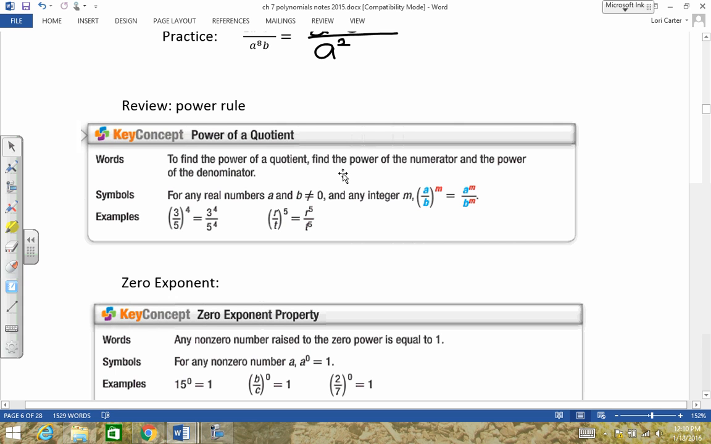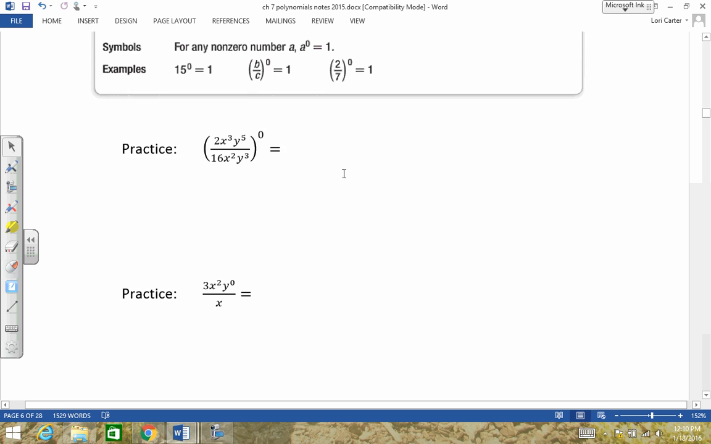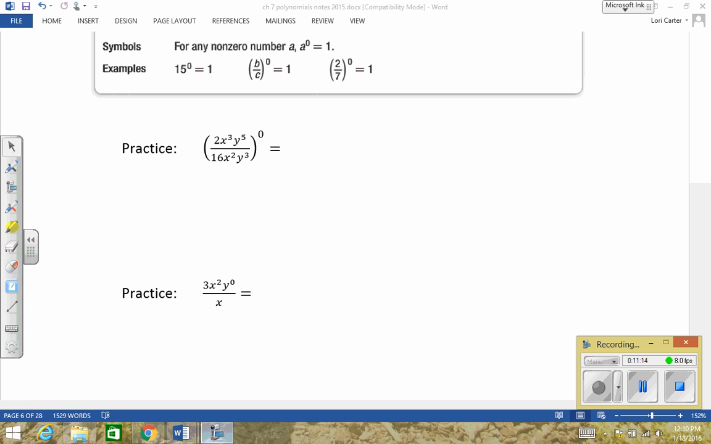Okay, this here we've already talked about, your quotient rule. If there's a power on the outside, you distribute it through to both. Same here, nothing's different, already done. We did that last week, a week before, whenever we did that. Okay, 0 exponent, anything to the 0 power is 1. You have 2. Give them a shot, check with your neighbors when you're finished.